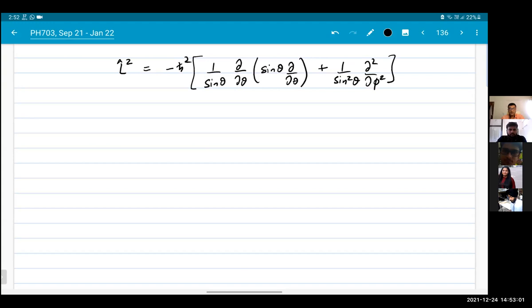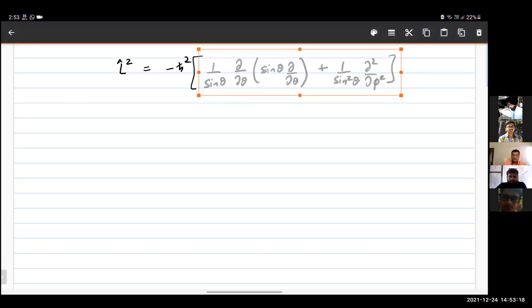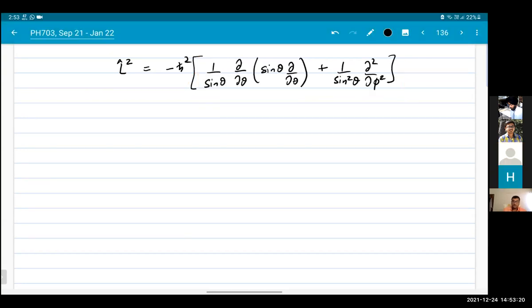Okay. Now, how many of you have seen this expression before? Can you raise your hands? If you have seen something like this before. Okay. So not too many people. Okay, you can lower your hand.